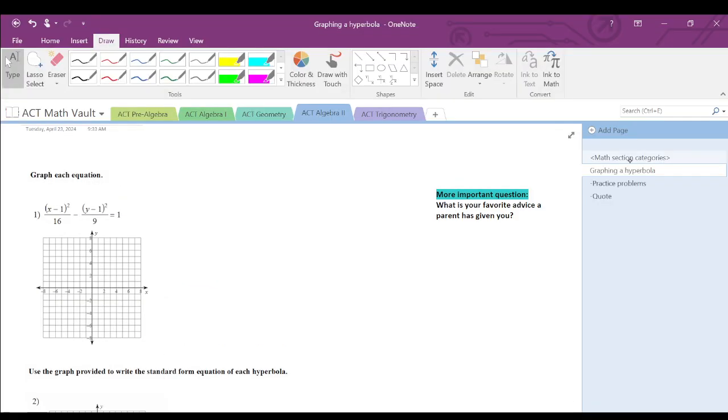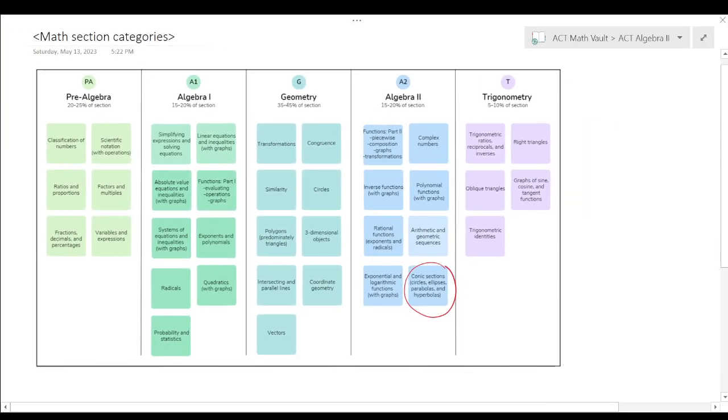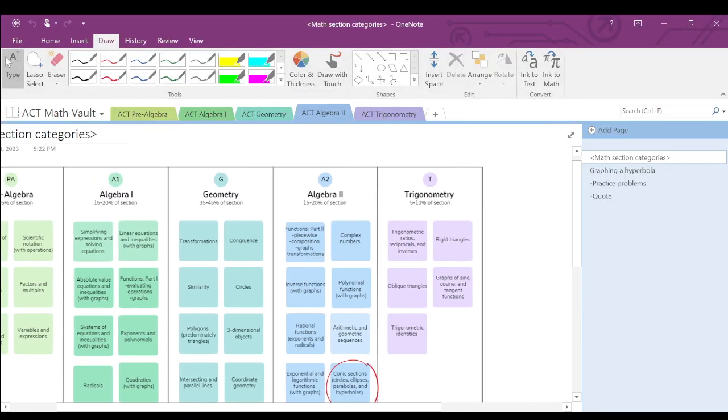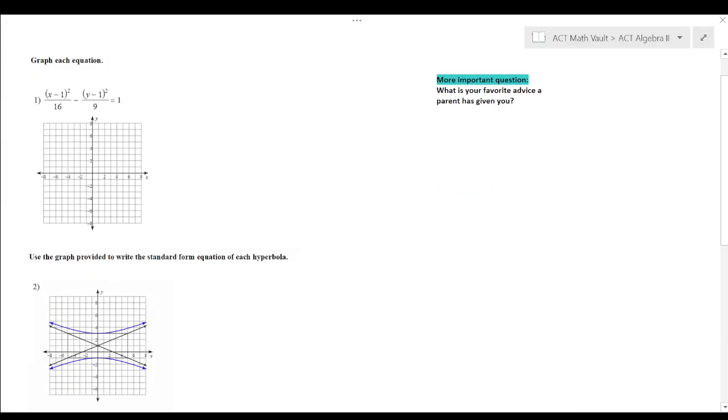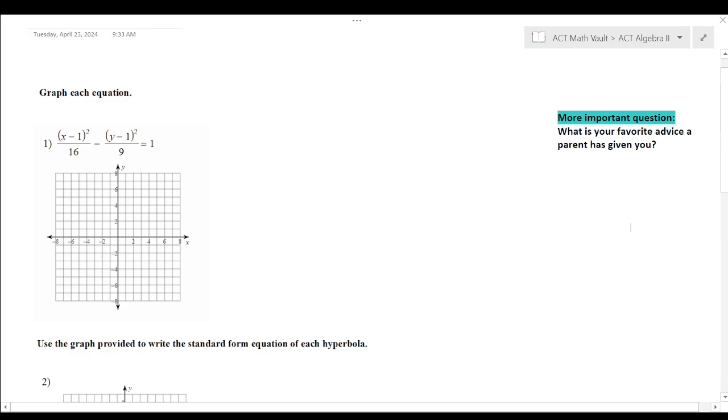So let's talk about this section firstly. It's a very rare occurrence when you would see something like an ellipse or a hyperbola on an Algebra 2 section on the ACT, but circles are usually on there. I did make an ellipse video that I recommend watching before this one, because once you learn ellipses, hyperbolas become a lot easier. So there are a few things that we have to think about before we do these problems.